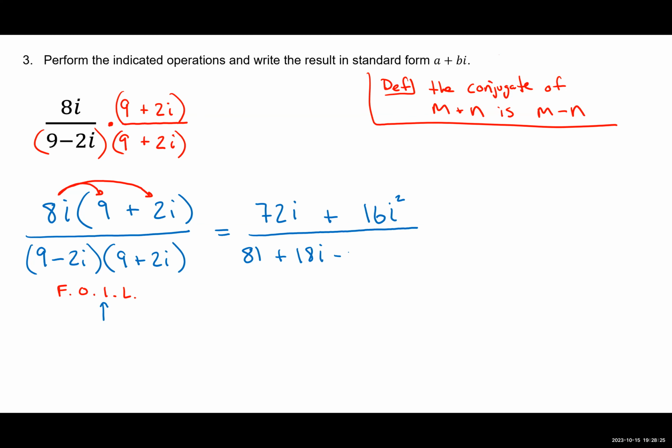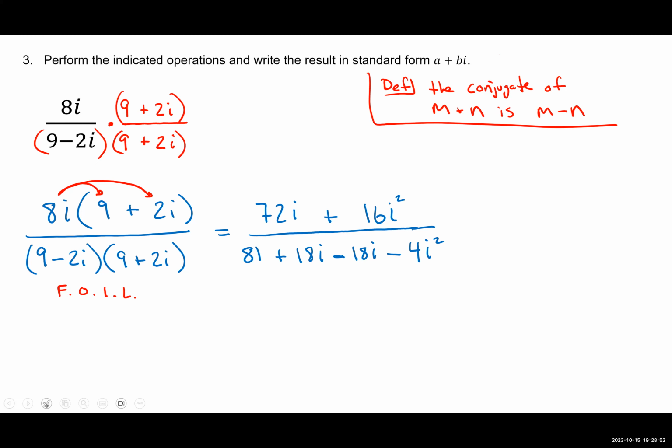So that gives us, well, now we have one positive, one negative. So that's a minus 18i. And then last times last, the L in FOIL, negative 2i times positive 2i. Negative times a positive is a negative. 2 times 2 is 4. i times i is i squared.